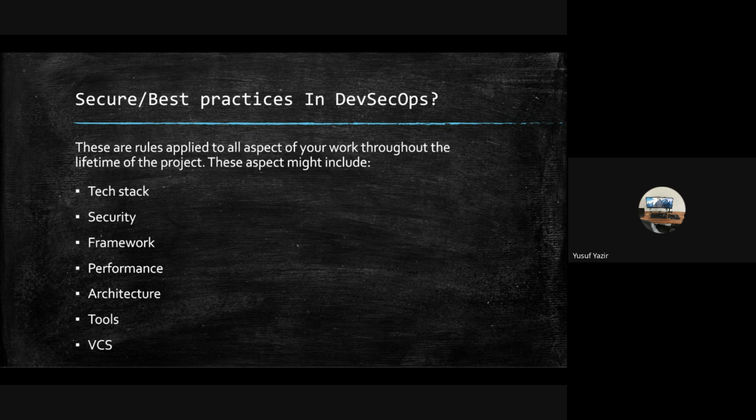So we have the secure best practices in DevOps. These are rules applied to all aspects of our work throughout the lifetime of the project. These aspects might include the tech stack. Firstly, when you're dealing with a DevSecOps project or any project, you have to make sure the tech stack you're using conforms with what you're doing. For example, if you are expecting high usage, probably thousands of users per minute, then using something like React is a good idea instead of using others.